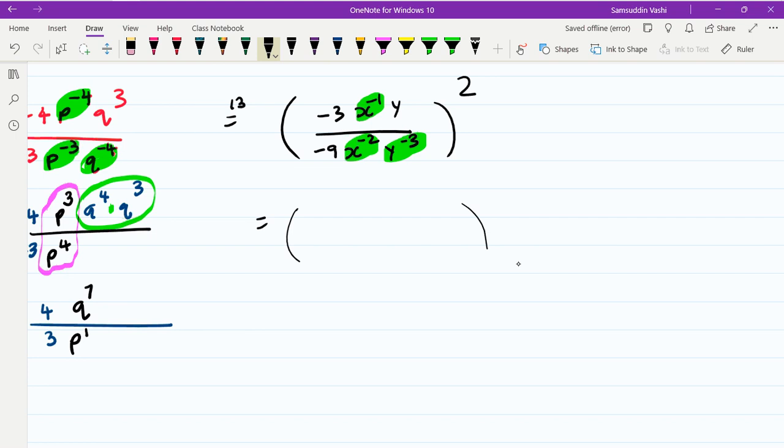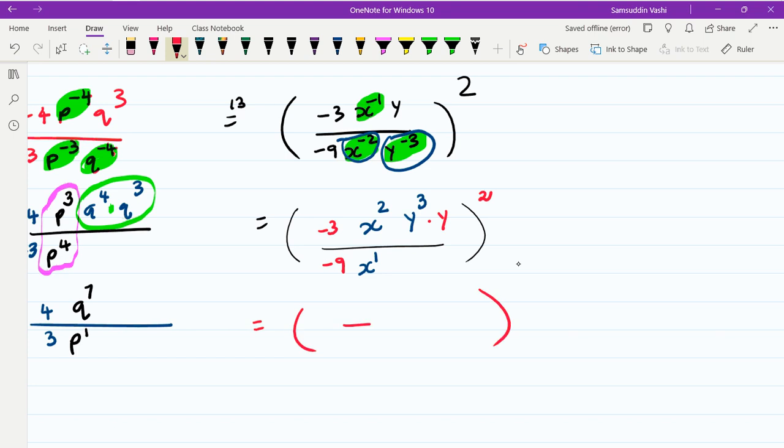Okay. So let's change the powers first, numerator to denominator. So x to the power of 1 in the numerator will go in the denominator. And x to the power of negative 2 in the denominator, we write it in the numerator. Y to the power of negative 3 in the denominator, we write it in the numerator. The rest stays there. Minus 3 numerator, minus 9 denominator, and y power 2 stays as it is. Okay. So we do one step at a time. First, get rid of negative powers.